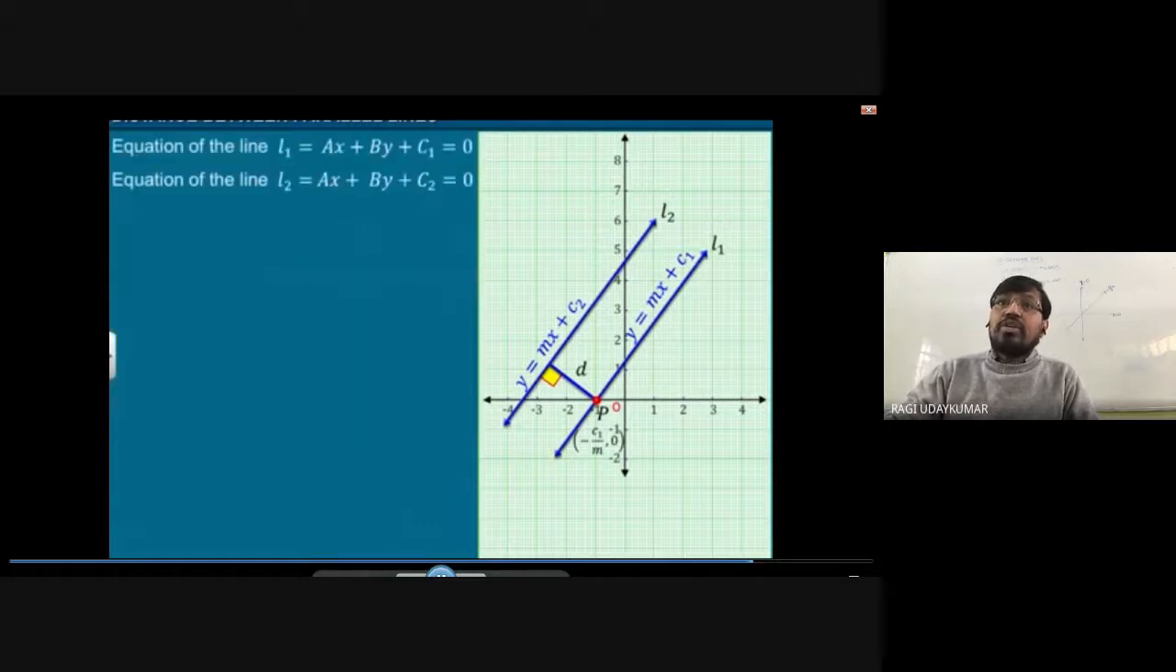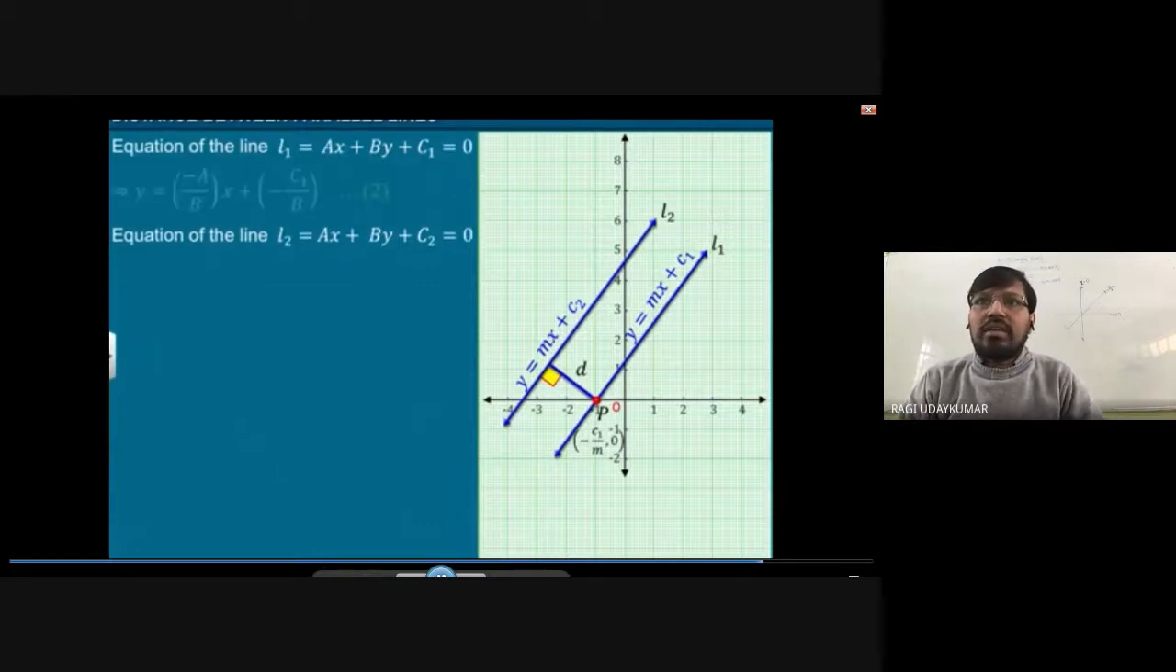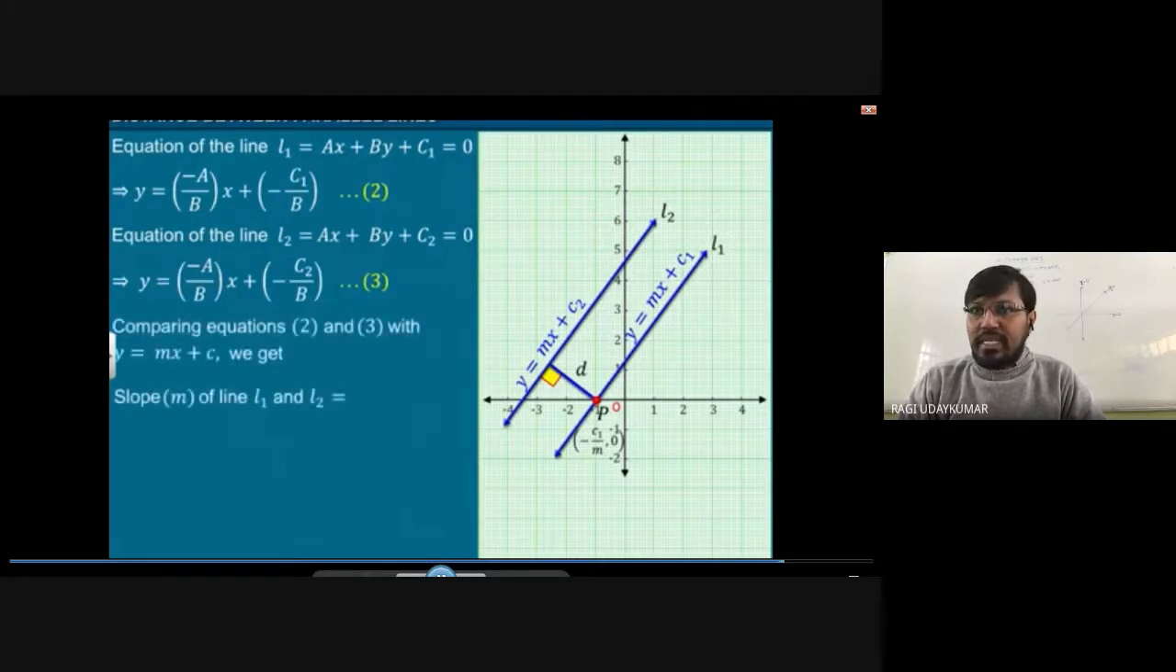Suppose the lines are given to you in the form ax + by + c1 = 0 and the second line in the form ax + by + c2 = 0. Both are the same. You can write them in the form y = mx + c. In that situation, both slopes become minus a by b, and the y-intercepts become minus c1 by b and minus c2 by b. Actually, these are small c1 and small c2, to identify the variation.